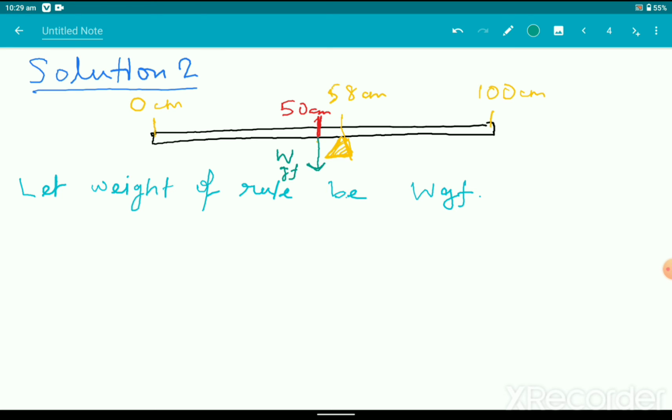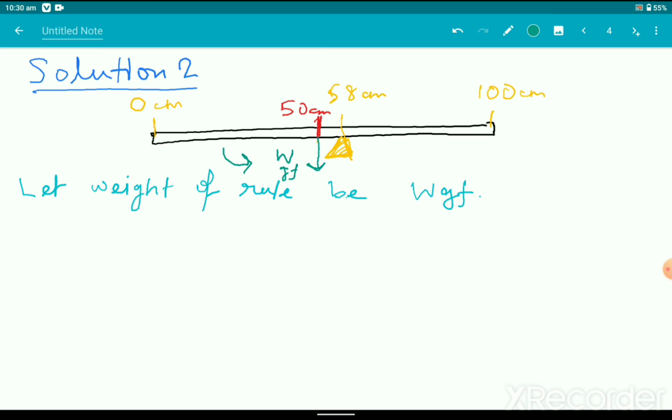WGF. Okay. Now from this figure, can you say that at this moment the meter rule would be rotating in the anti-clockwise direction, isn't it? This WGF tries to rotate the scale in the anti-clockwise direction. Fine. So how can you balance the rule? Definitely the 20 GF must be suspended on the right hand side, isn't it? Because if we suspend the 20 GF weight on the left hand, then it will cause the rule to move in the clockwise direction.